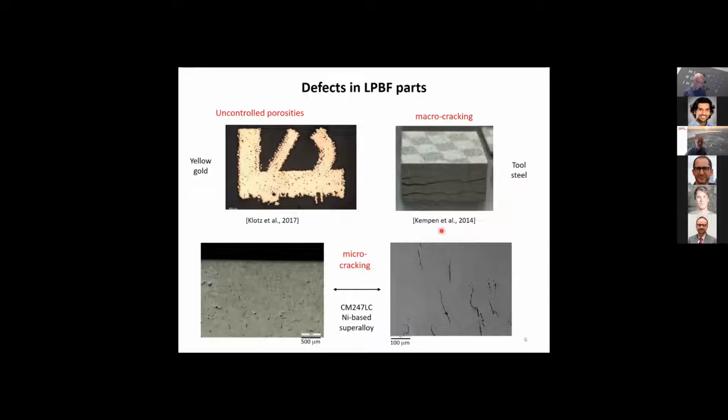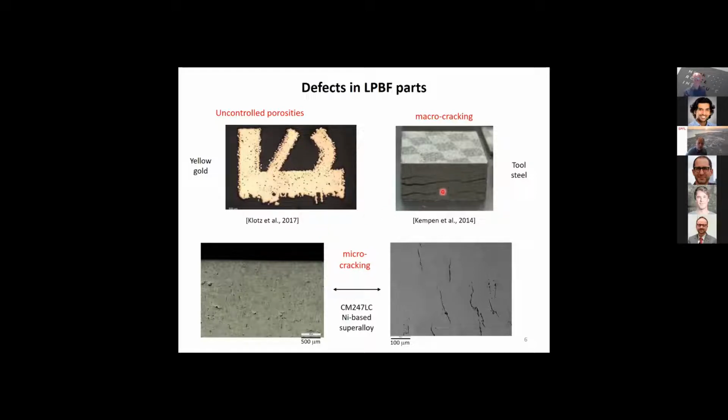When talking about defects, you have the well-known porosities. That's an example. I will come back to that, or the gold alloys. We work a little bit on those. And these are highly reflective materials, well known to be difficult to process.